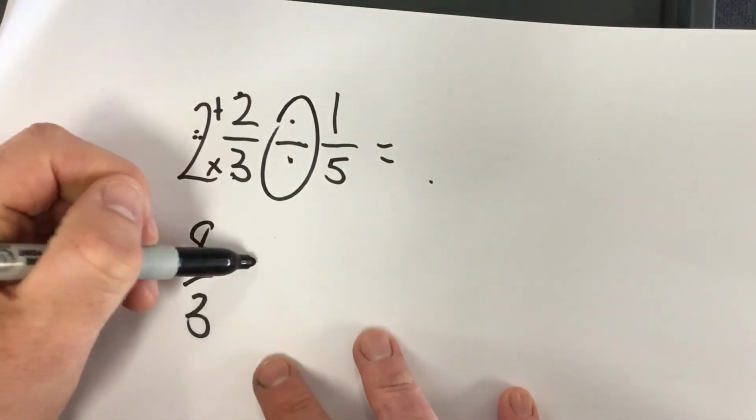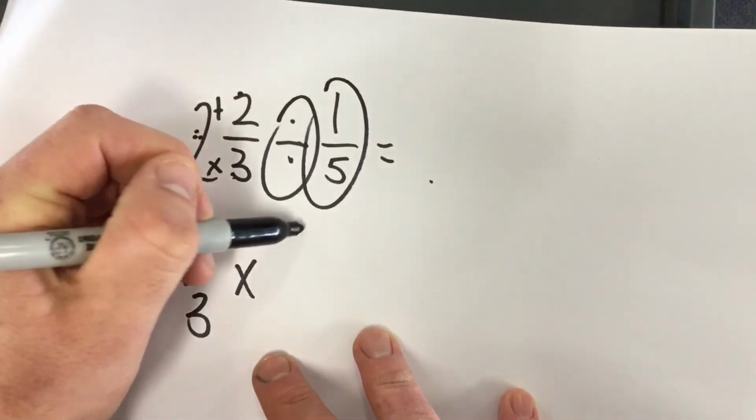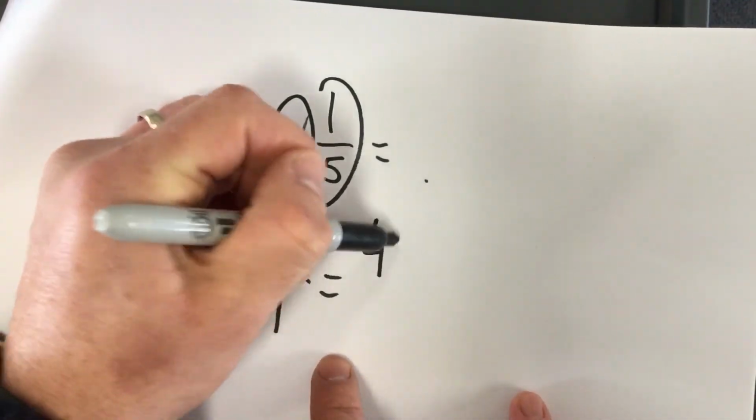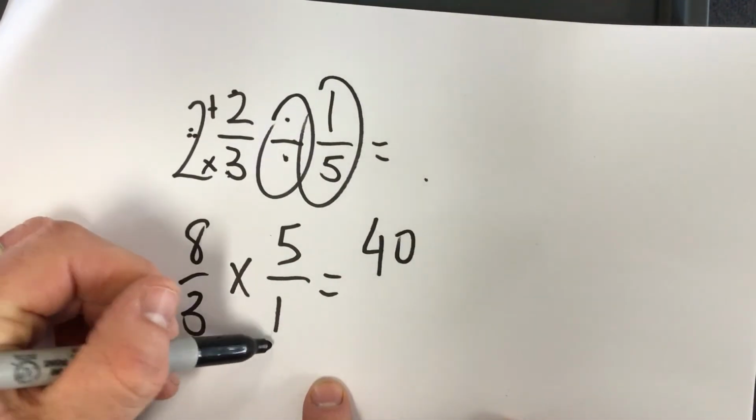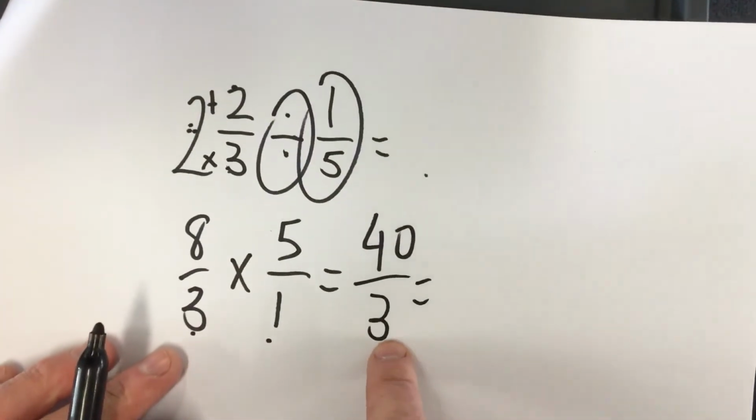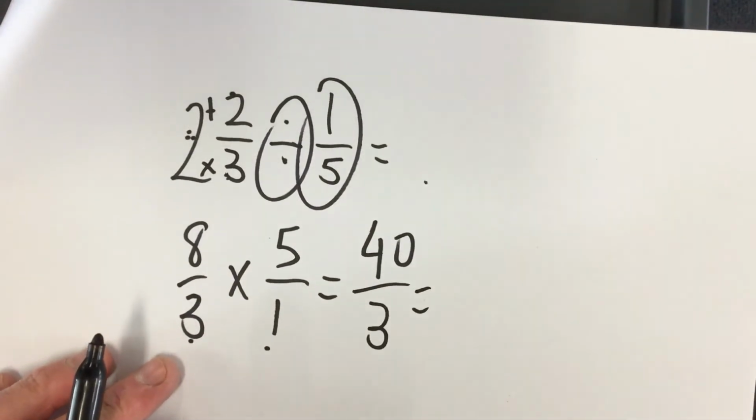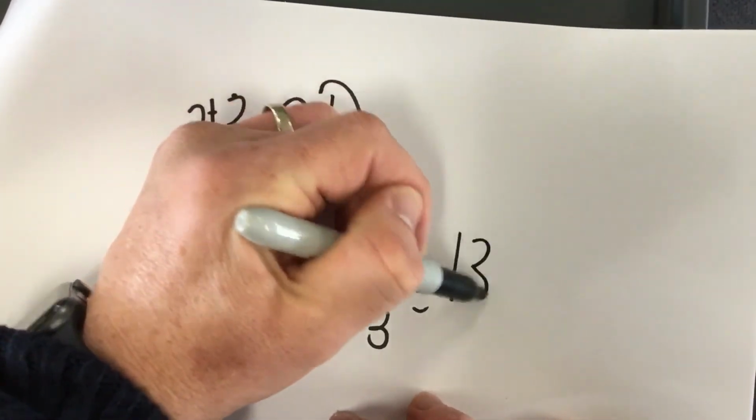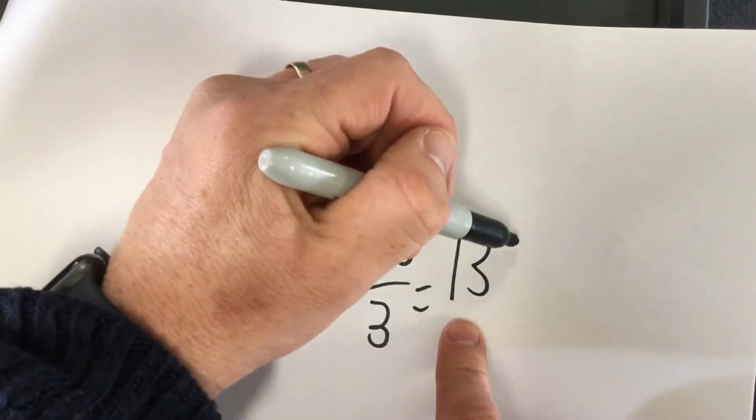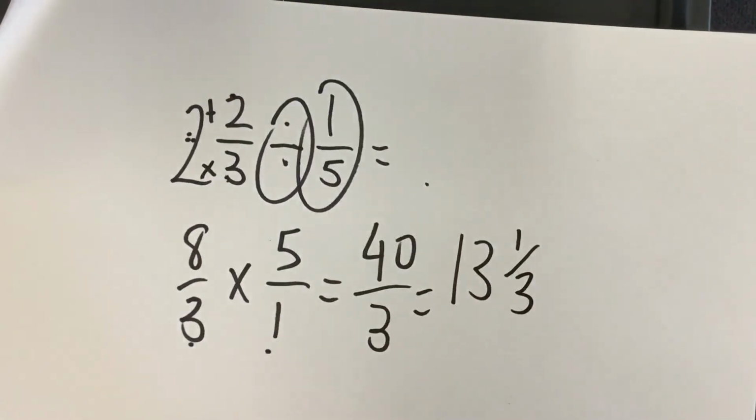Change this to the opposite, so times it. Flip this upside down, so 5/1. 8 times 5 is 40, and 3 times 1 is 3. So then 3 goes into 40, I think it's 13 times, with how many left over? 1. So 13 and a third.